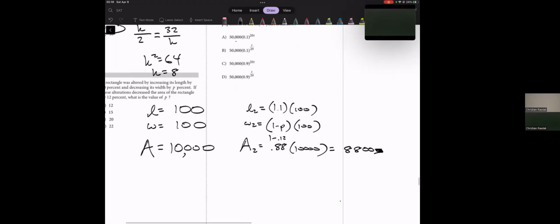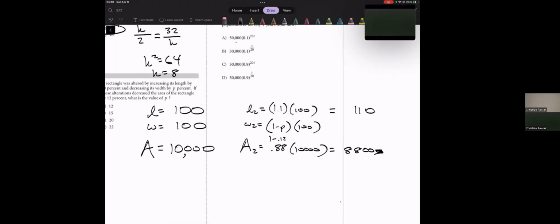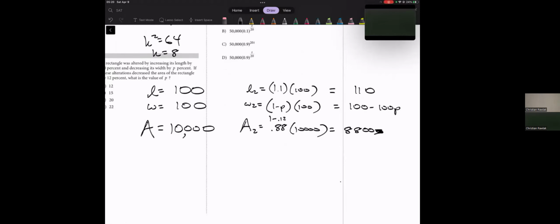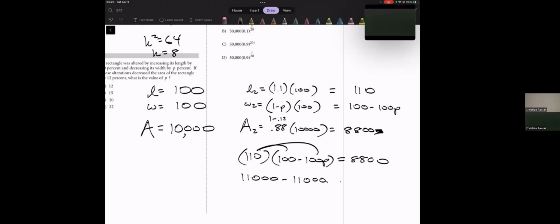So what I want to figure out is what this is equal to, which is 110. And then I have this, which is 100 minus 100p. And again, I know length times width is equal to area. So I can take this 110 times 100 minus 100p equals 8,800. And I'm solving for p, right? What's the value of p? So I'm going to distribute. So I'm going to get 11,000 minus 11,000p equals 8,800.